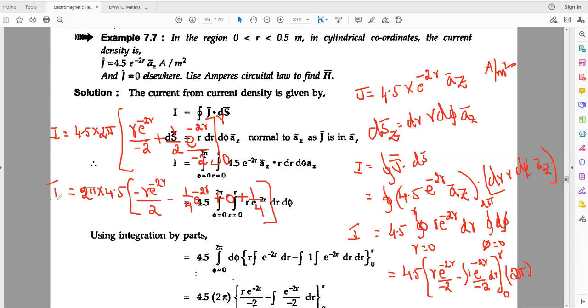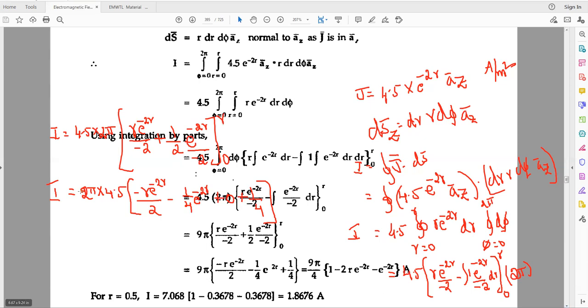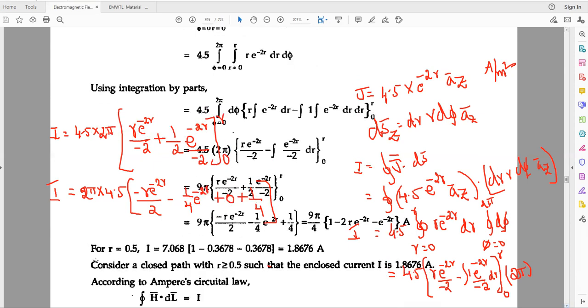Now the total value of I is equal to 9 pi, since 2 into 4.5 is 9 pi, times minus R e power minus 2R by 2, minus 1 by 4 e power minus 2R, and here the minus and minus, plus 1 by 4. Got it? You can take the common factor of 1 by 4 in all the terms: 1 minus e power minus 2R, minus 2R e power minus 2R, at R is equal to 0.5. As R is equal to 0.5, the current I is equal to 1.867 amperes. Got it, my students?